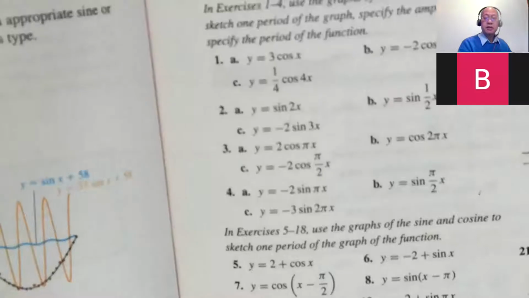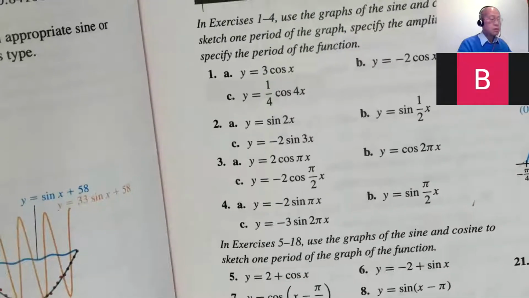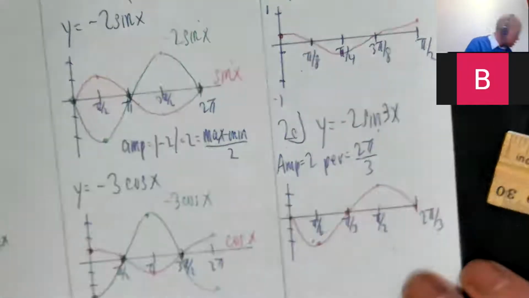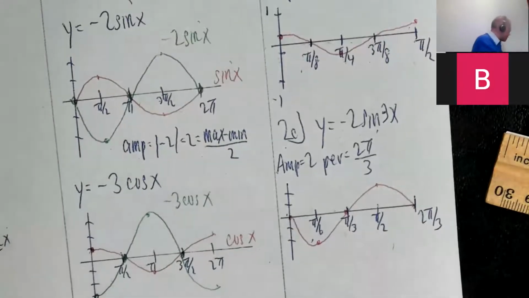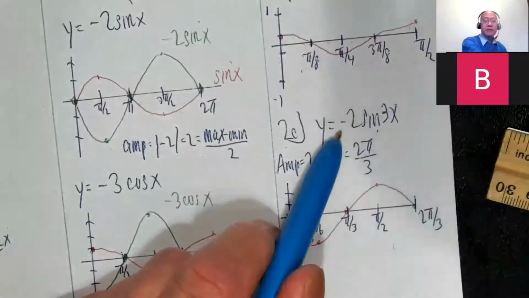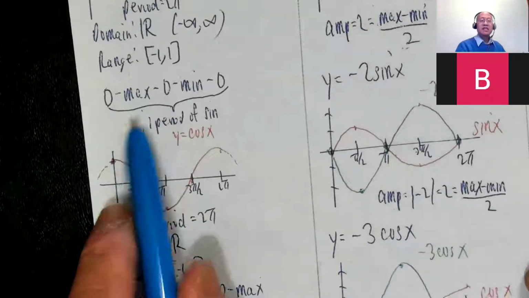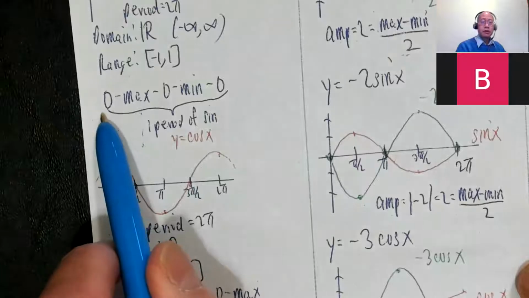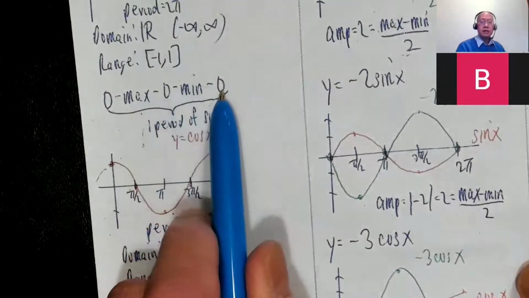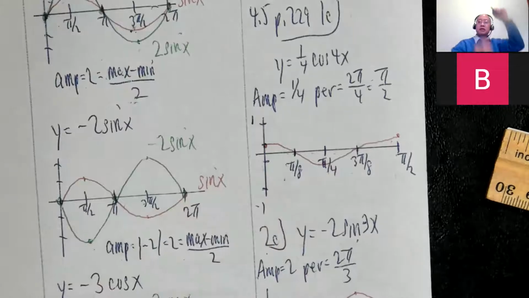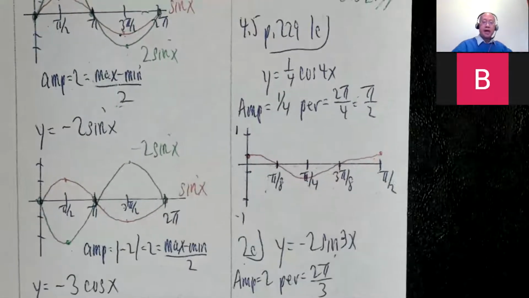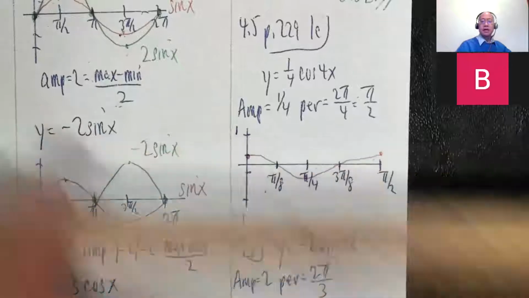2C, I realize it's an even one, but I want to emphasize something there. 2C, y equals -2 sine of 3x. The negative means for the sine function, the max and the min swap. So it's going to go 0, min, 0, max, 0. That's the effect of the negative. The max and the min just switch because the negative, of course, as we saw earlier, reflects across the x-axis.